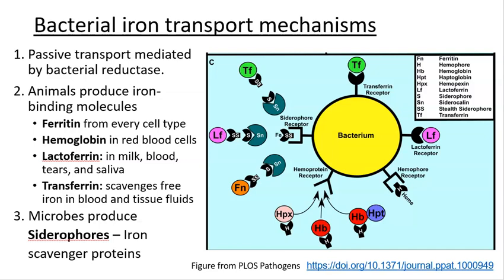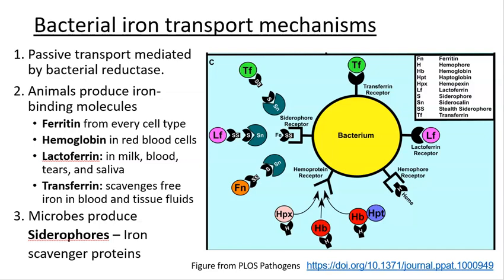And when they get inside of your body, we are producing these iron binding molecules to try and limit the amount of available iron for microbes to be able to use. And so you can see we make ferritin protein. We've got hemoglobin in our red blood cells to bind it. You've got lactoferrin in blood and other bodily secretions. And we've got transferrin that's being produced.